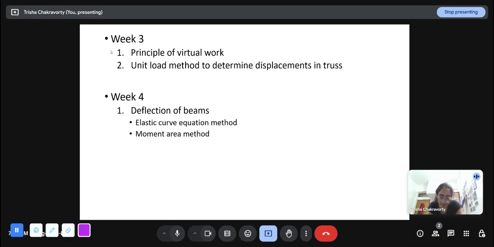And the moment area method and conjugate beam method are shortcut methods, which are arranged in such a way that we can get the answer in a more simplified manner, but it needs practice to be applied.